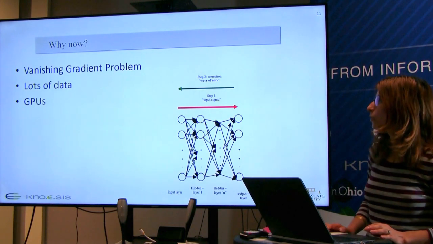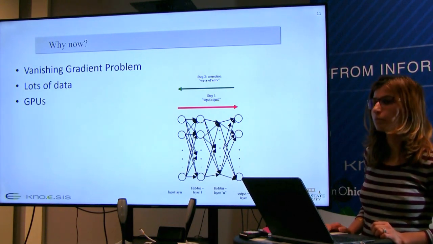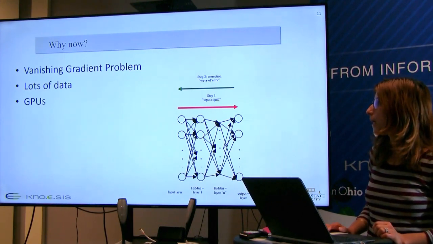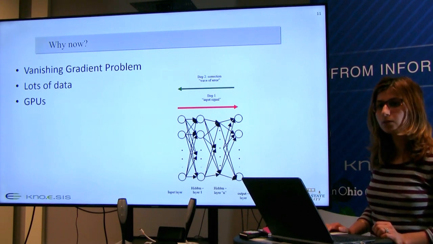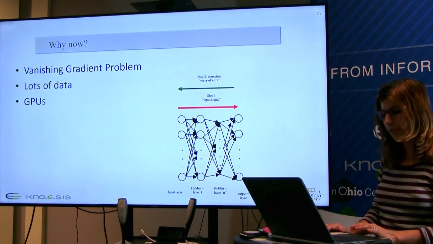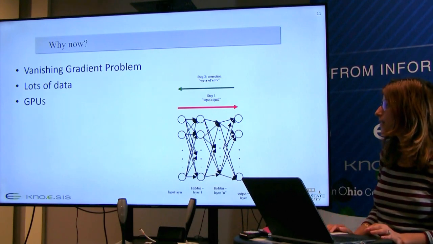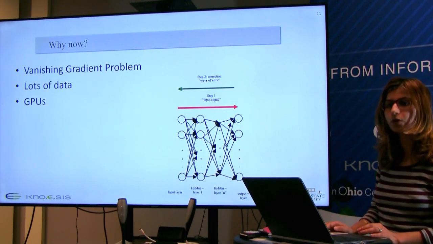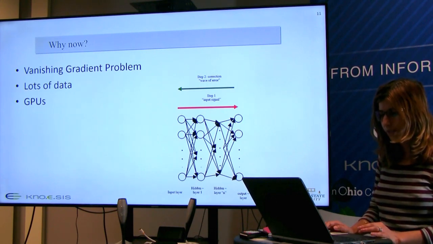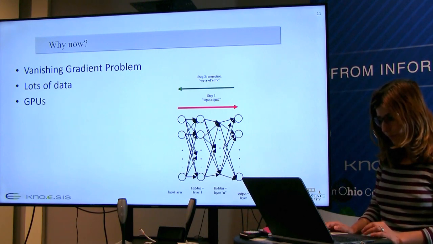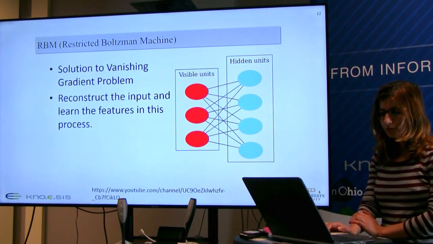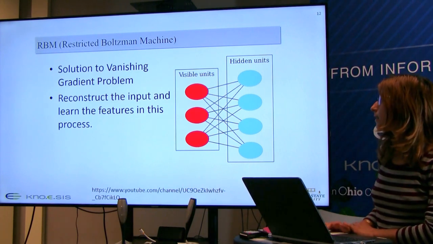Now Hinton solved it in 2006 by proposing a restricted Boltzmann machine instead of backpropagation, and we have lots of data today, so they are very useful for training a big neural network with many hidden layers. And GPUs are also very important because training neural networks takes much more time on CPUs. So the first solution to the vanishing gradient problem is a restricted Boltzmann machine.